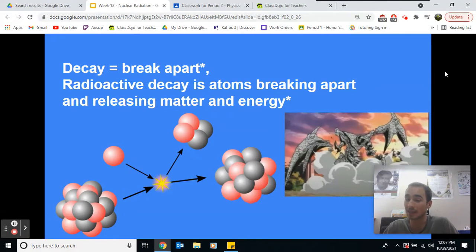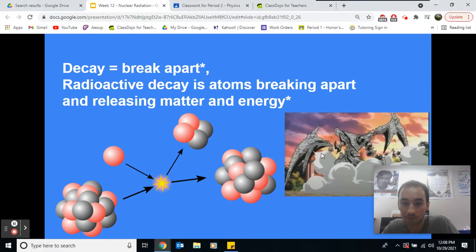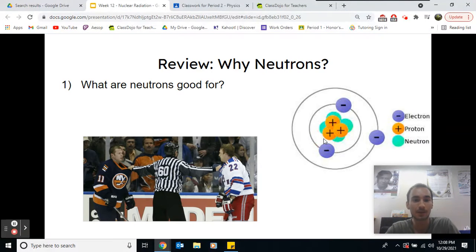So radioactive decay is atoms breaking apart. And when they break apart, they release matter, so parts of themselves, and energy. That's what radioactive decay is. Decay is breaking apart. Okay? Please write that down. The star means it's important, so write it down. On the other side of your notes, please draw a picture of something decaying.